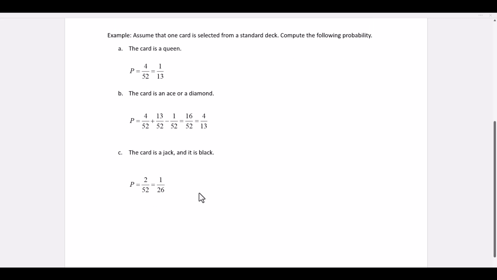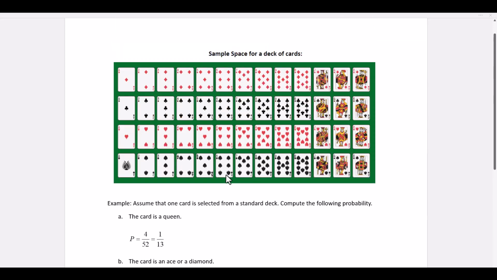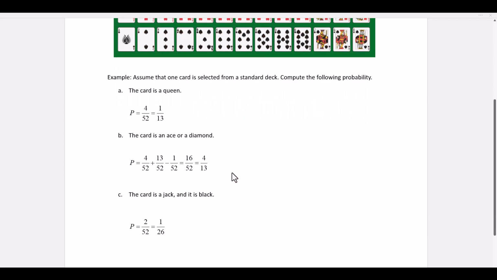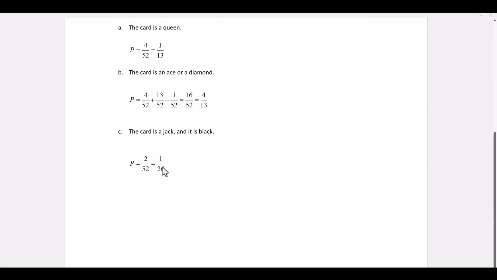The final example says, if we select a card from a deck, what's the chance that it's a jack and it is black? When you see the word "and," you have to translate that into a card that has both properties. So we need a card that's both jack and a black. Well, it turns out there's 2, right? There's the jack of spades and the jack of clubs. So our probability would be 2 out of 52, which reduces to 1 out of 26.